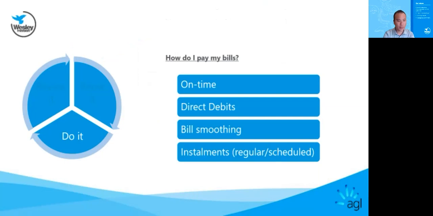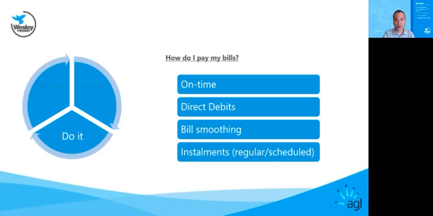How do you pay your bills? So doing it, pay it on time. And there are a lot of on-time benefits, such as discounts for some of your providers, and AGL does offer that. Direct debits are really important, because now we know that if you don't pay your bills on time, they can report you to a credit agency very quickly. So direct debit can help you from that.